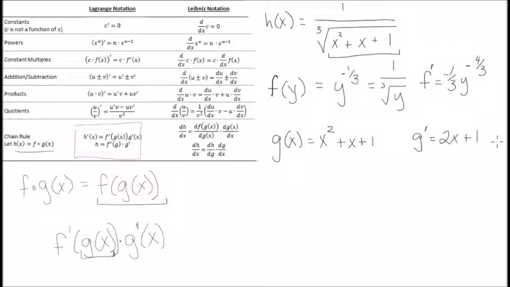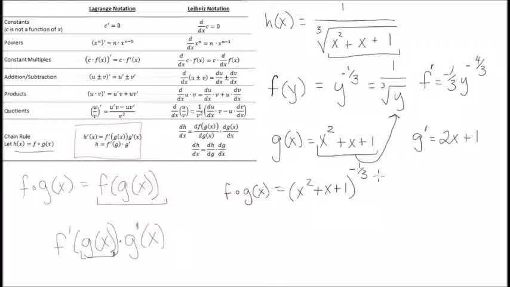So now I need to combine these. I'm going to double check that I've done this correctly, that my composite function is set up correctly. So if I take f composite g of x, I'm going to substitute x squared plus x plus 1 in for the y in the function. So there I would have x squared plus x plus 1 raised to the negative 1/3 power, and I double check that that is in fact equal to the function that I'm trying to figure out. It is. It's equal to h of x.